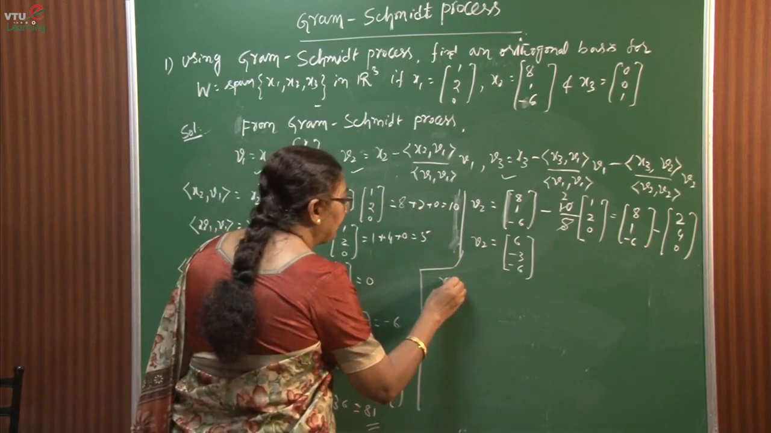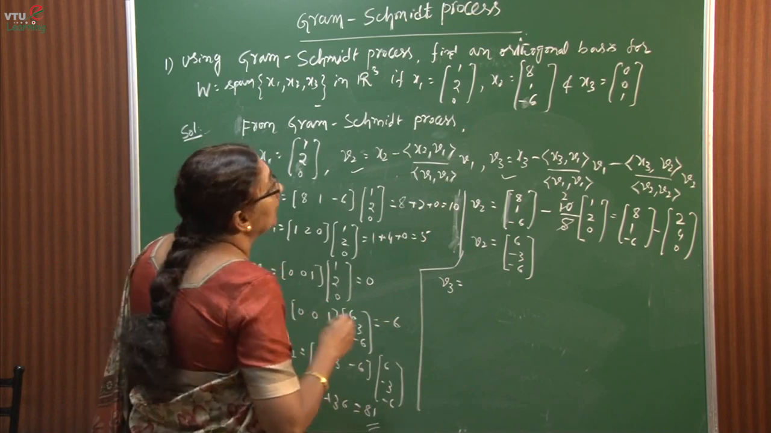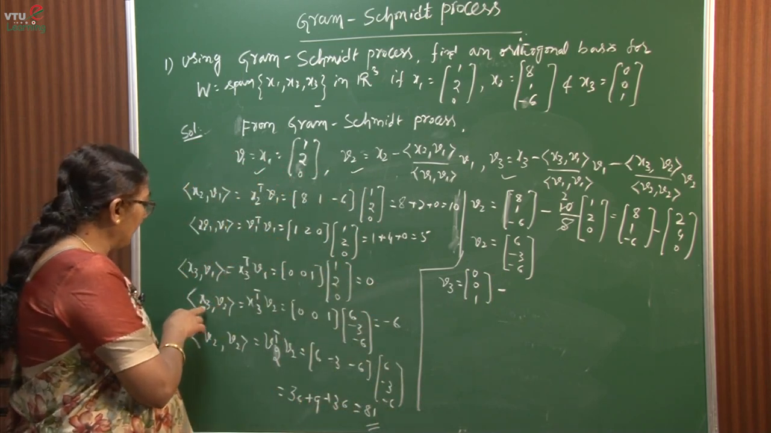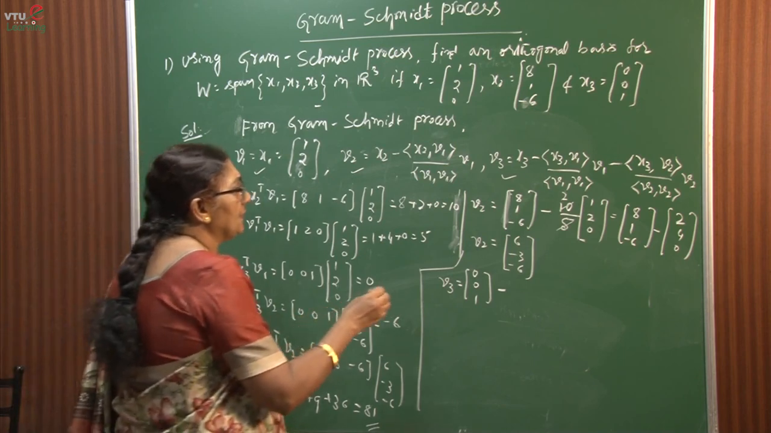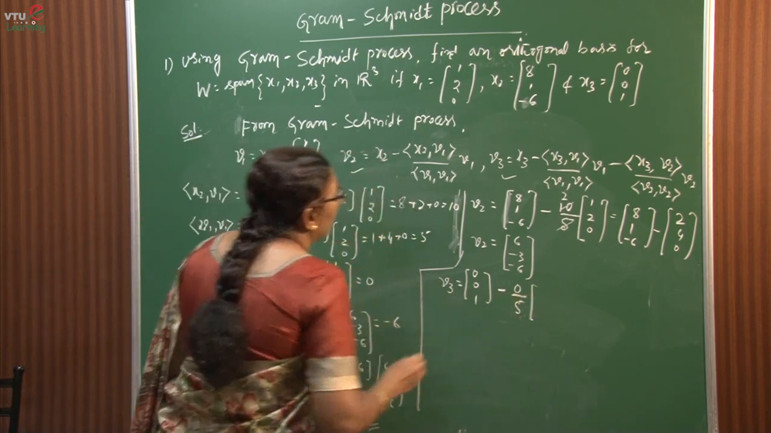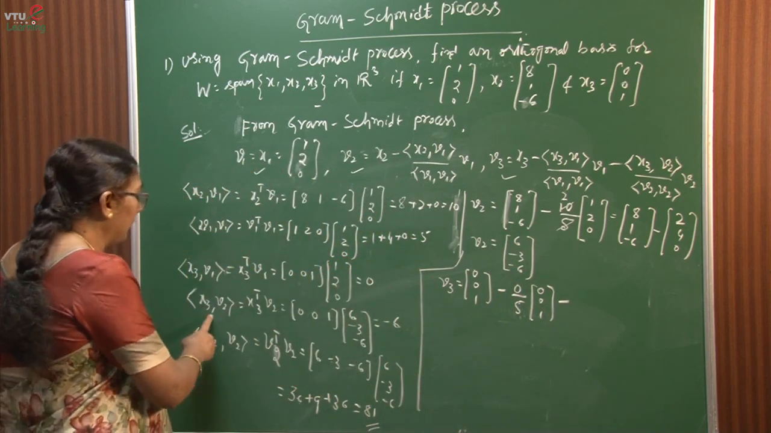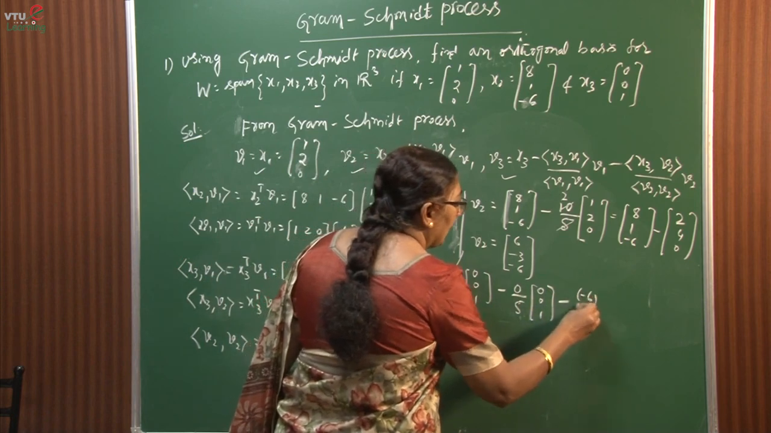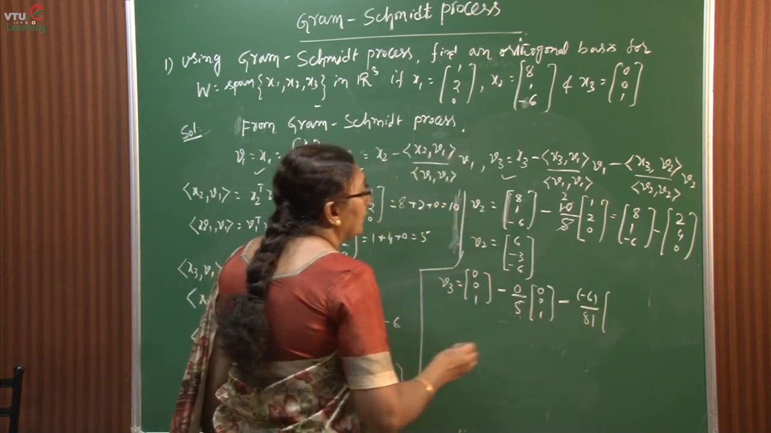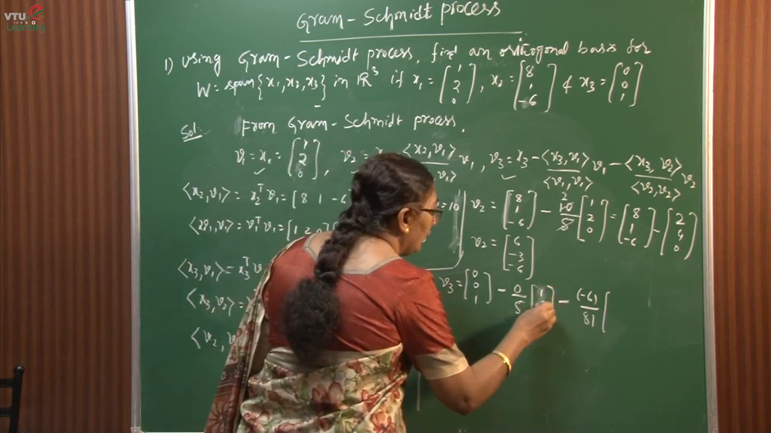Then we have to calculate v3. What is V3? V3 is nothing but, by the formula, X3 minus. What is my X3? 0, 0, 1, minus the inner product of X3 comma V1. What is the inner product of X3 comma V1? It is 0. Please observe, this is 0 divided by anything non-zero, must be 0. The inner product of V1 comma V1 we calculated is 5, into V1. This is not X3 actually, it is V1. What is V1 actually? 1, 2, 0. But anyway, this is 0.